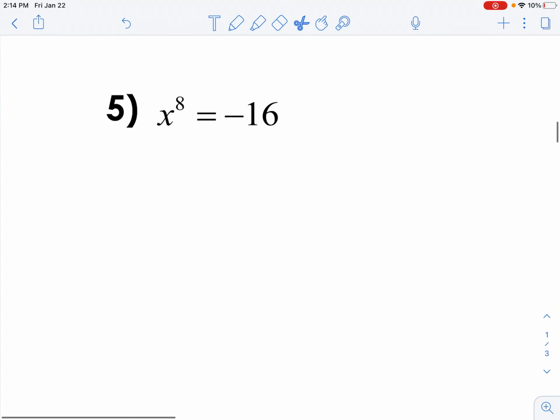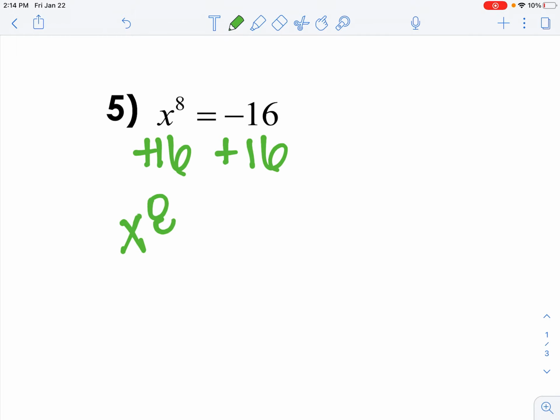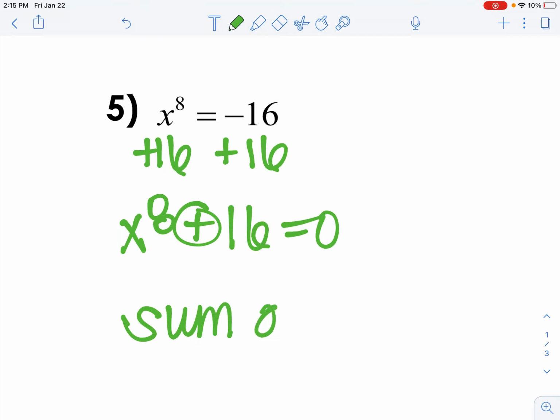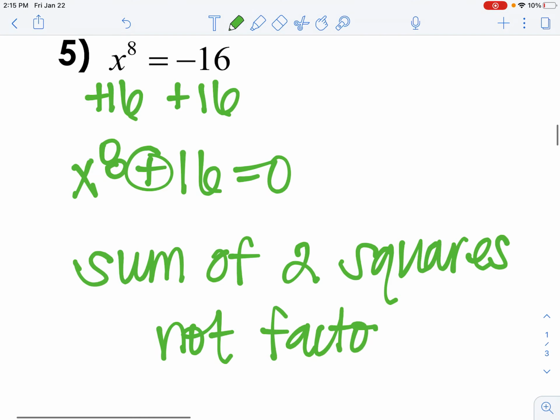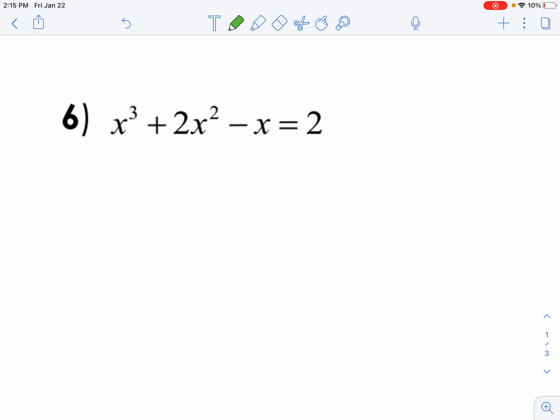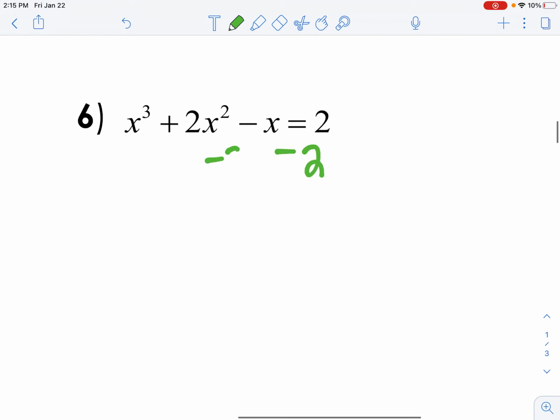Now this guy right here, if I add the 16 over, I get x to the 8th plus 16 equals 0. Now that's really tempting to say we can square root both, but we can't because this is a sum. This is a sum of squares. It's not factorable.